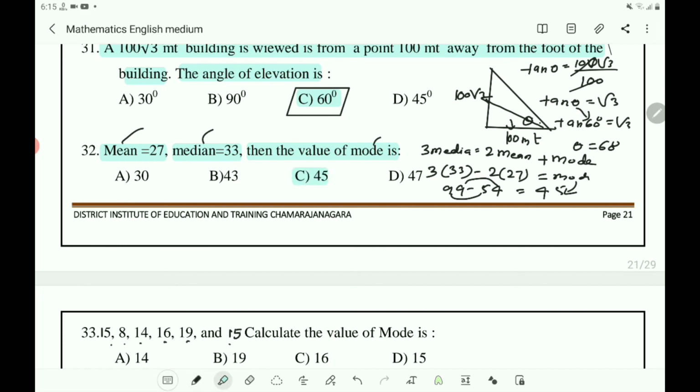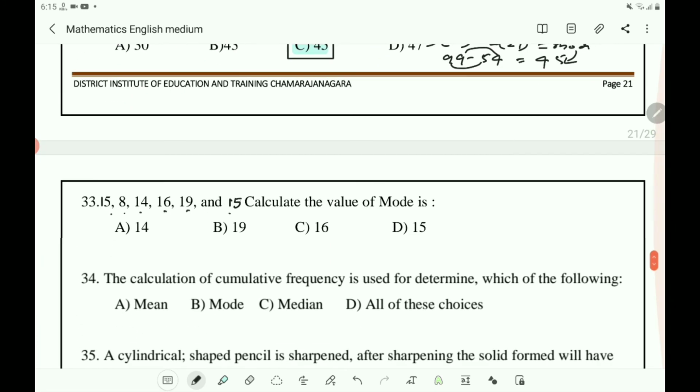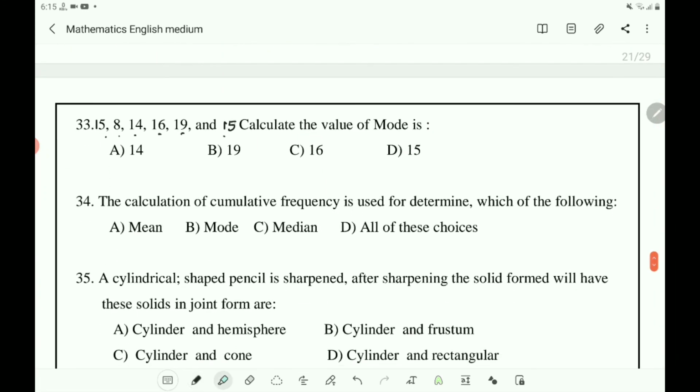Then what is the answer? Option C is the answer. Then you take the next question. Question number 33. 15, 8, 14, 16, 19 and 15. Calculate the value of mode. You know that mode is the most repeated score. Here which is most repeated?